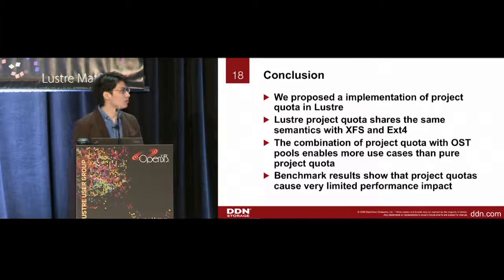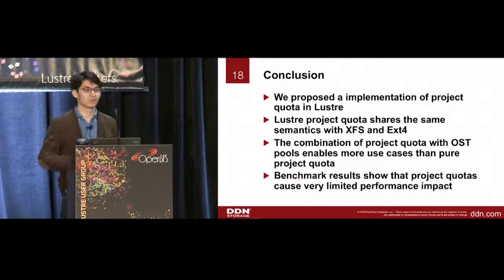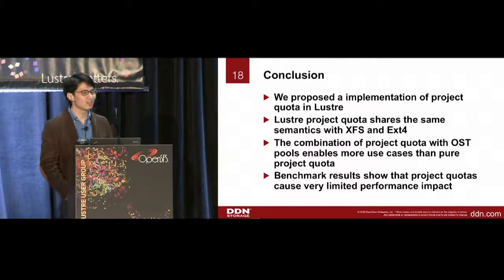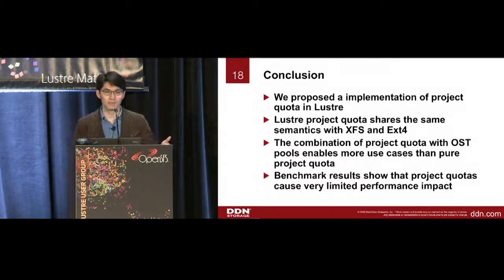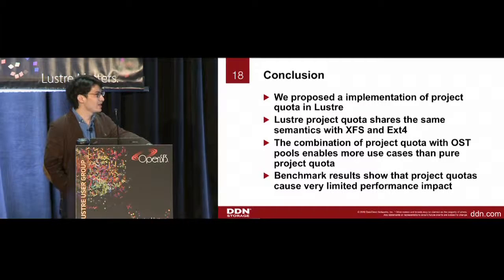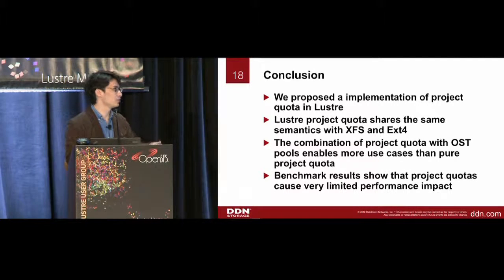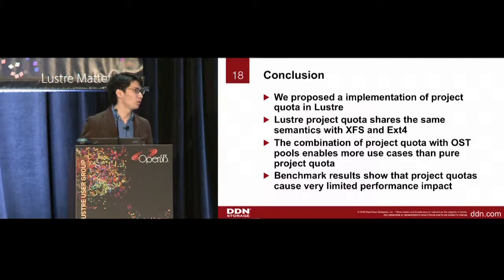Okay, the conclusion is that we propose the implementation of Project Quota in Lustre. And what is important is that we implement it in a way that it shares the same semantics with XFS and ext4. It is important because we want to use the same tools to manage Project Quota, and we want to provide the same API to applications. And we think that the idea to combine Project Quota with OST pools enables more use cases than pure Project Quota. We have discussed it before, right?